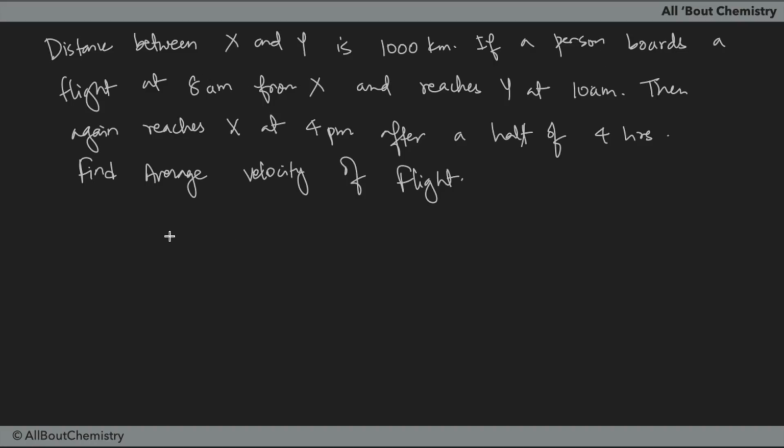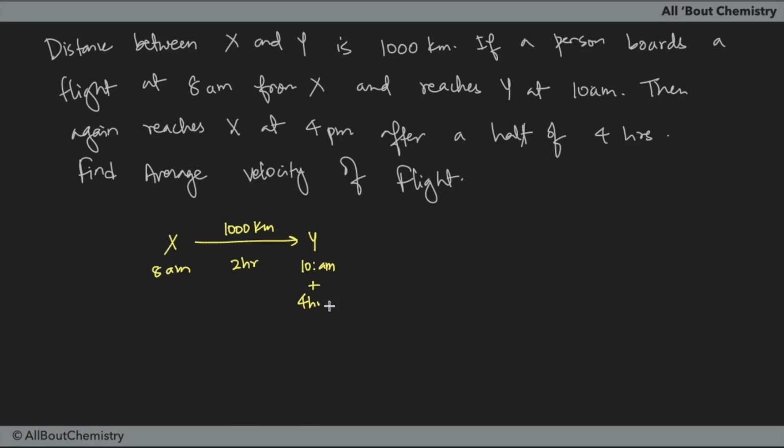From x, so let's write it down. From x he boards a flight to y and the distance is 1000 kilometer. He boards it at 8 a.m. He reaches y at 10 a.m. Okay, that means how much time he traveled? 2 hours, right? Then he takes a halt of 4 hours.